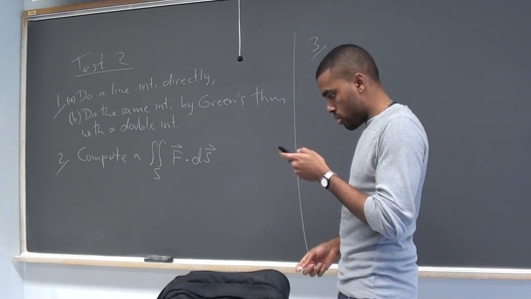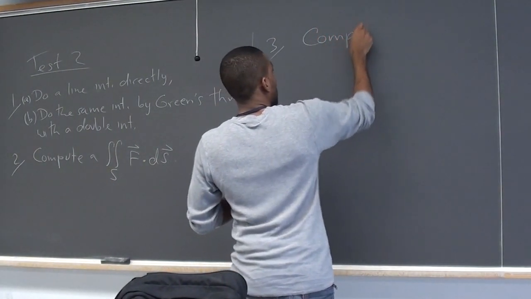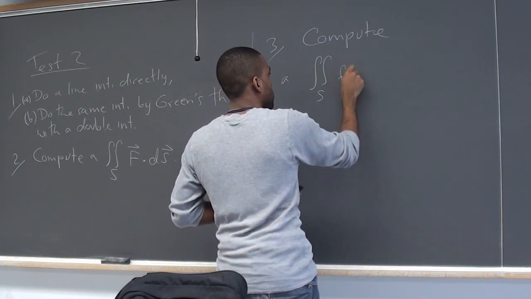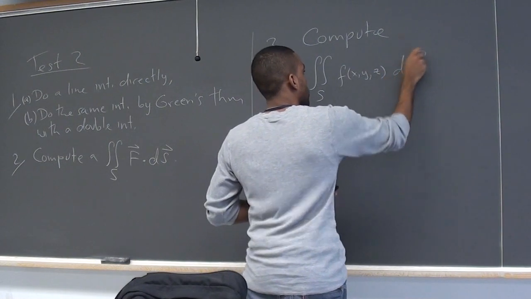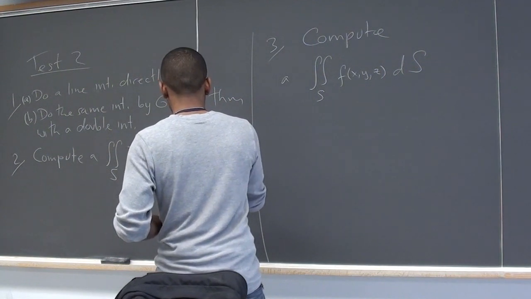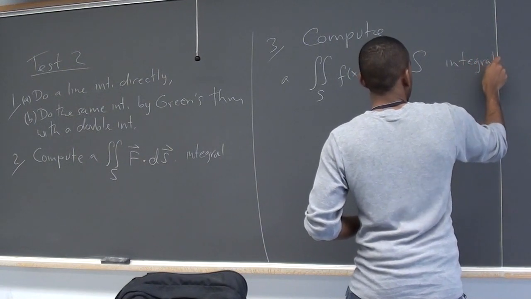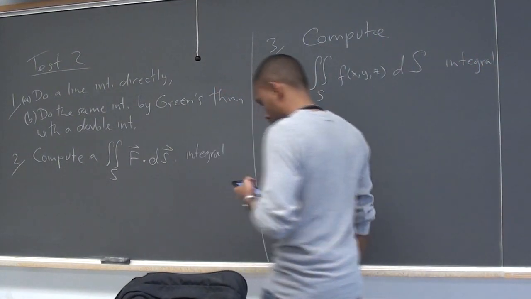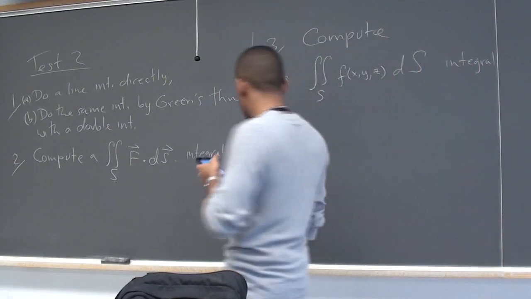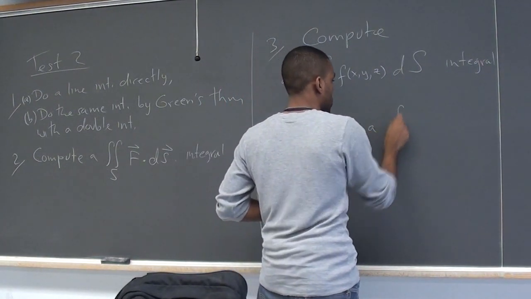Problem 3 is to compute a surface integral but over a scalar field. Right, so you're going to have to know how to do surface integrals over vector fields and scalar fields. Okay. Problem 4 is straight out of Calc 3, compute a triple integral.